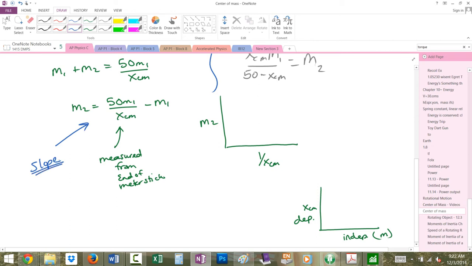The distance, 50 centimeters, times the mass of the meter stick. The mass of the meter stick, right? You can tell the mass of the meter stick, boom, right there. And you can also tell the mass of the meter stick where? The y-intercept, looking at B, right? Okay. Does that make sense?